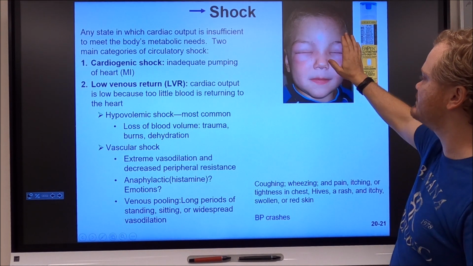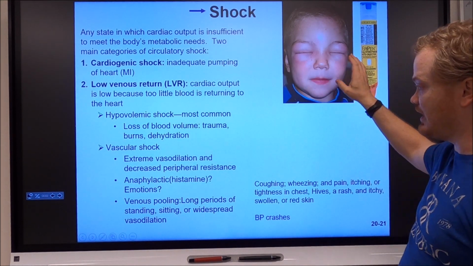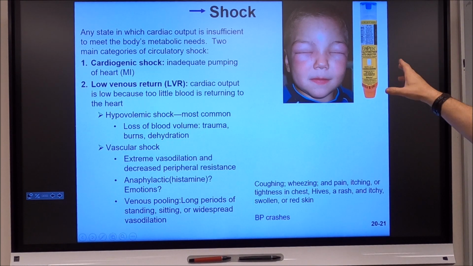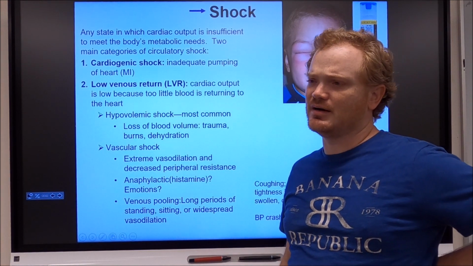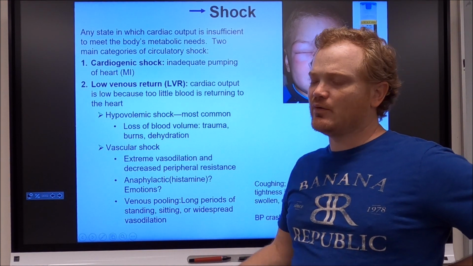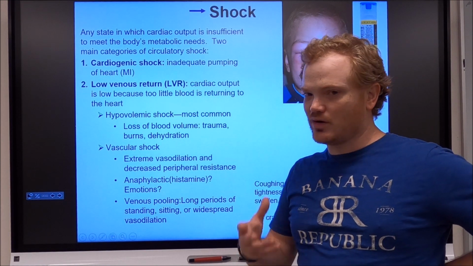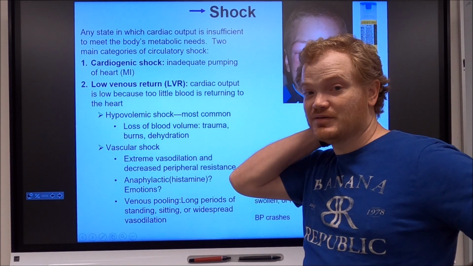So you can see how swollen the kid's eyes are. This is classic buildup of histamine, typically as a result of a bee sting or something along those lines. Or even, I had a friend that was allergic to fresh cut grass when we were in elementary school. We'd go outside and play, man, and he would just swell on up. I didn't realize how dangerous it was at the time.